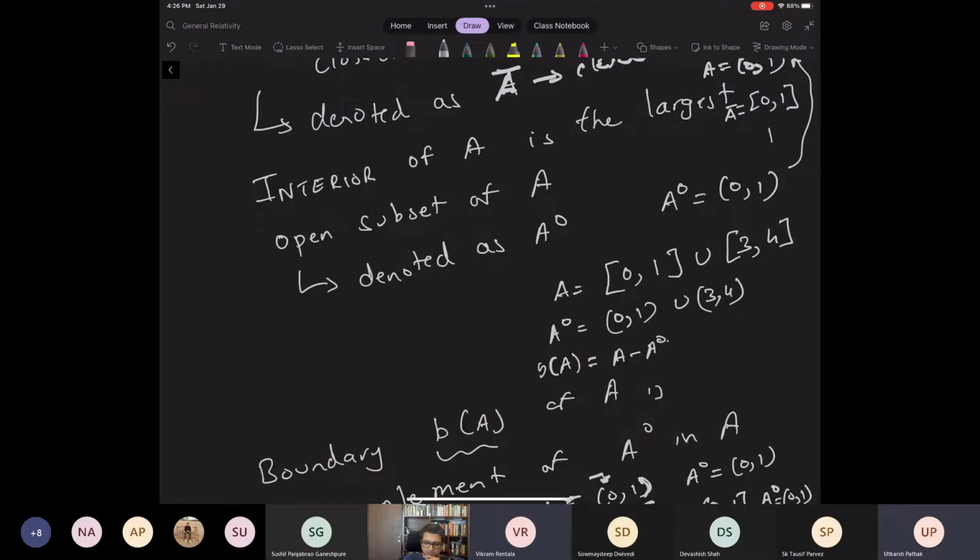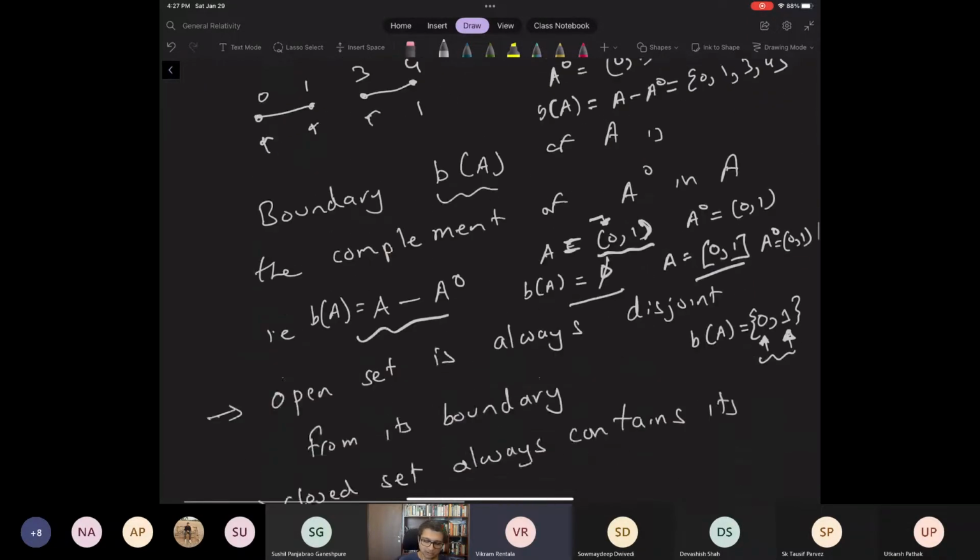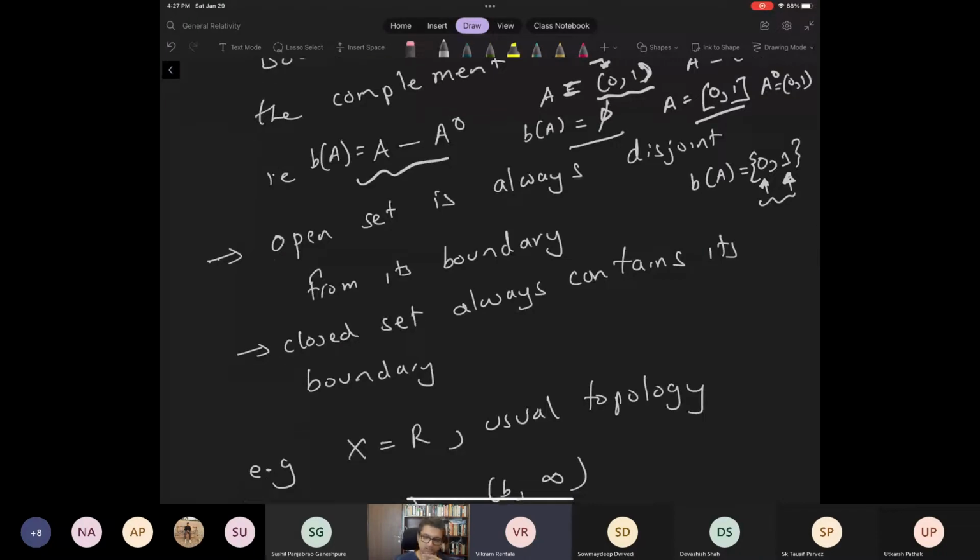Which is these 4 points, 0, 1, 3, 4. So it has 4 points as the boundary. It's like this, including the boundary points. And therefore, the boundary is these 4 points, 0, 1, 3, 4. So you see that this boundary is easy to understand.